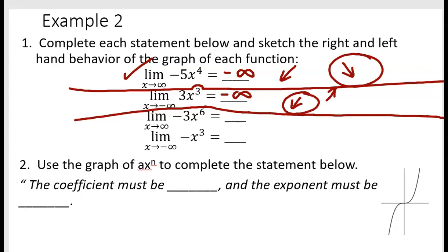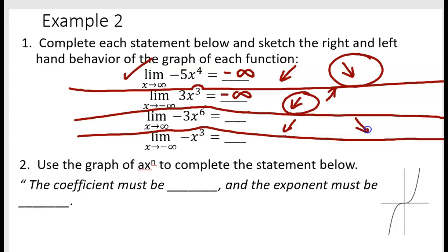Let's do another one. See if you can sketch the picture of this next function. What would that be? Since I have an even exponent and a negative coefficient, it's like number one. It's down on both sides. What side of the graph do I care about? The right side. What's the right side doing? Going down.